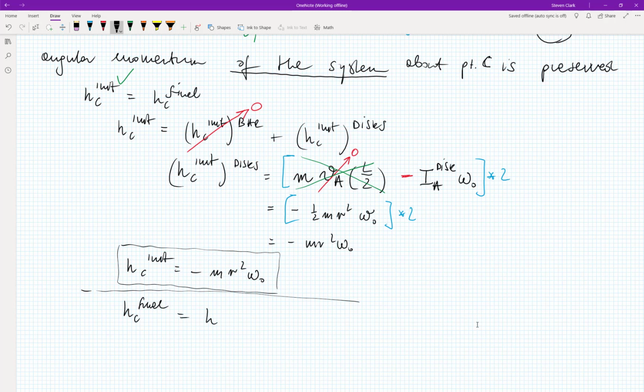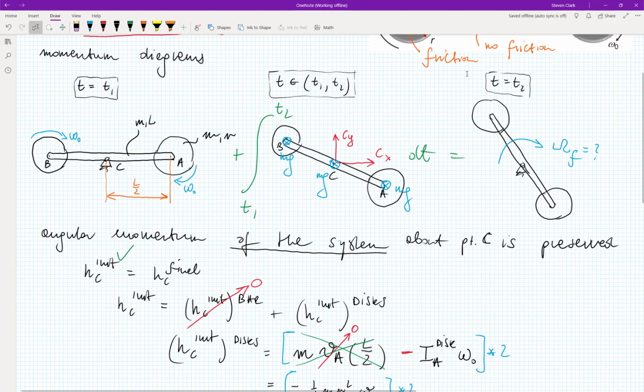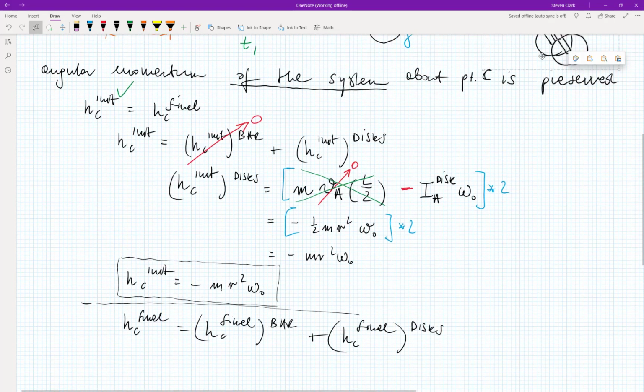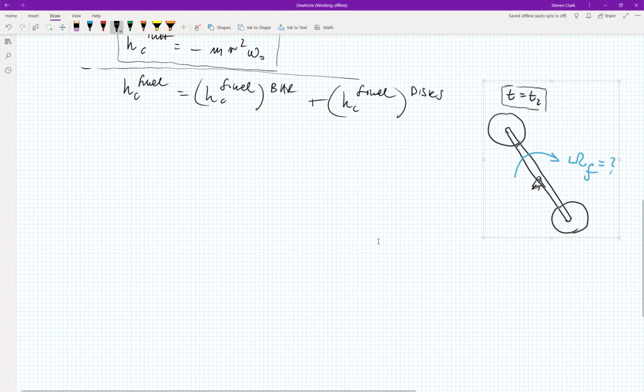And again, HC final of bar plus HC final of disks. Okay, I think I will steal that drawing from here. Oops, it's going to be here. So let us focus on HC final of bar.